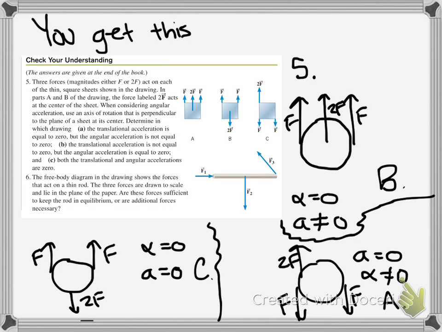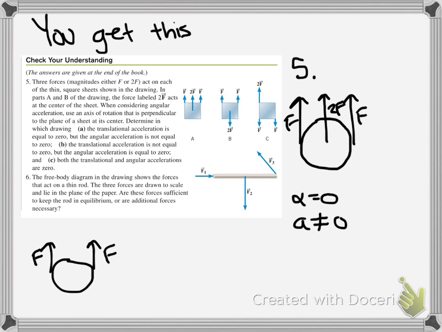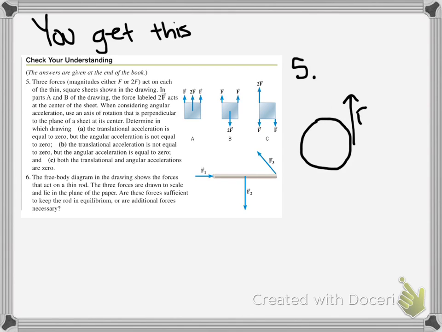Oh, my bad. Erase that. Okay, so let's start off easy. So let's draw A. So you got an F on each side and you got 2F going in the middle. And it asks you, where do you think the translational acceleration is equal to 0, but the angular acceleration is not equal to 0?